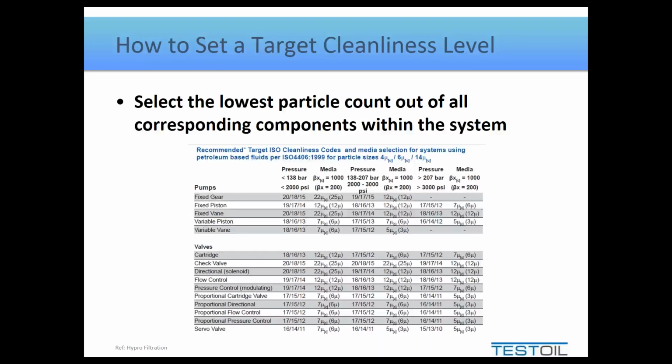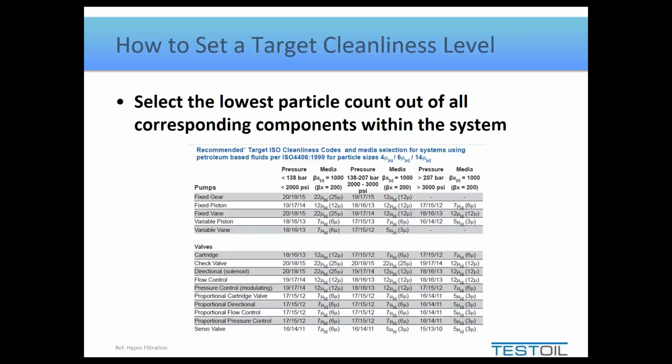So this is how you set a target. This is the lower of the 2 numbers. So this is not the oil analysis limit on a report that we're going for. This is not the number that we would be trying to decide a corrective action on. This is what we're aiming to hit.